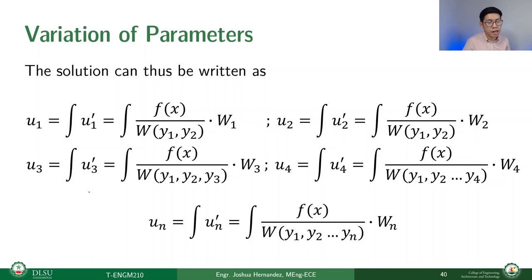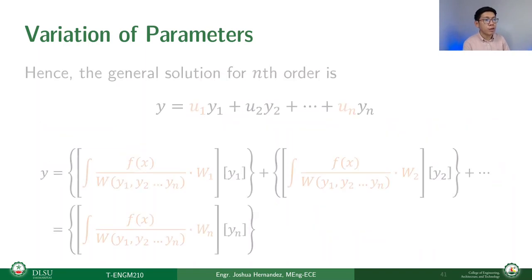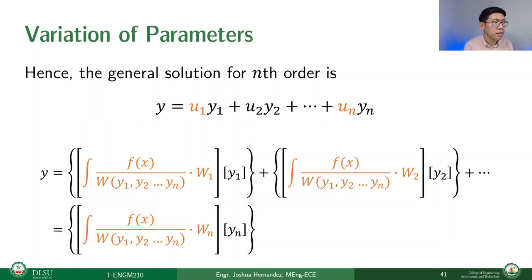In other words, in a generic sense, U sub n can be expressed as U sub n prime equals the integral of f of x all over the Wronskian of y sub 1, y sub 2 until y sub n multiplied by the W sub n. Now, to get the solution, therefore, of the nth order would be this expression. Y equals U sub 1 y sub 1 plus U sub 2 y sub 2 until U sub n y sub n.